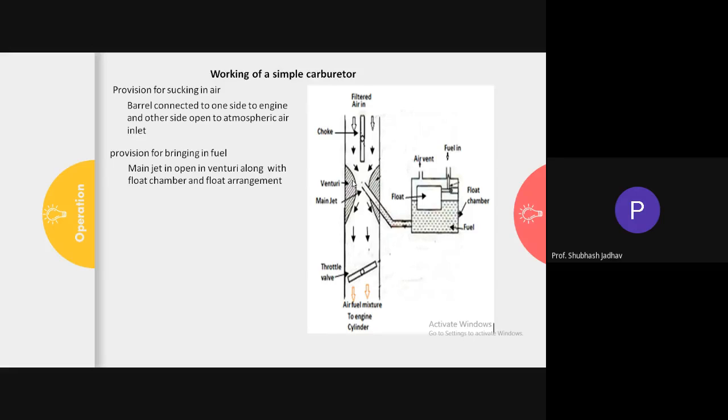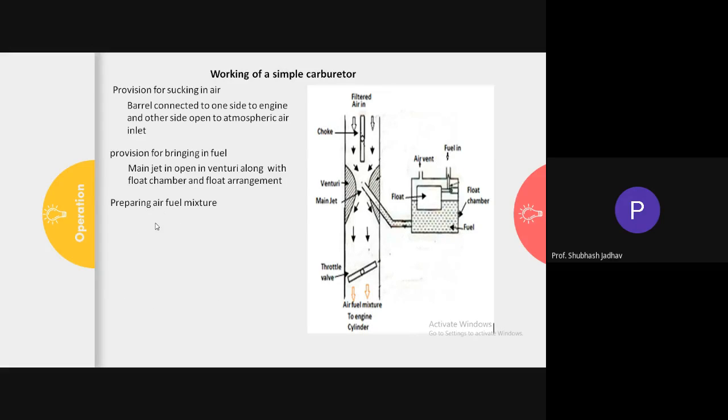Now, what is happening due to this venturi? As we discussed, here we have a negative pressure. Between this negative pressure and this positive pressure, a pressure differential is created, and due to the pressure difference, fuel is going to be injected into the carburetor barrel. So this is the provision for bringing in the fuel.